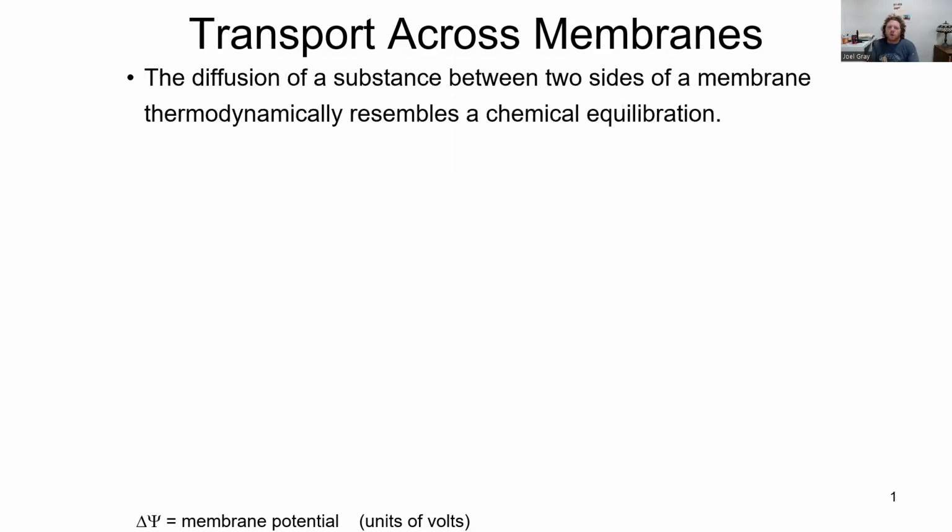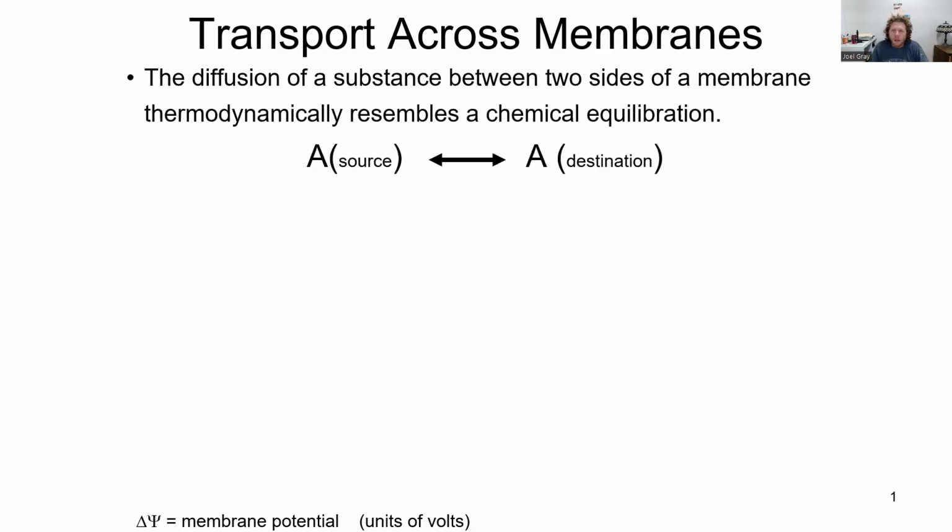I want to go ahead and start out by talking about transport of substances across membrane. Now, the first thing that's important to understand is that you can look at the diffusion of a substance, or the movement of a substance between two sides of the membrane, either interior to exterior or exterior to the interior, and how it resembles a chemical equilibrium.